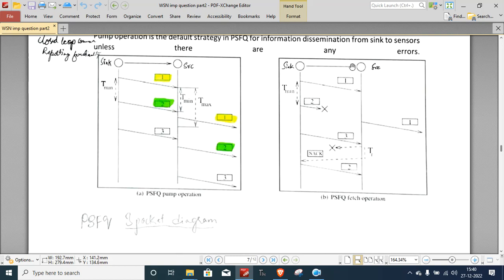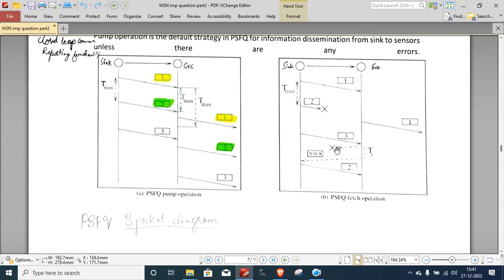Again, let's consider there is communication happening between sink and source, and the sink is transmitting its first packet, and after a t-min time slot it is transmitting its second packet, but due to some noise in the channel this packet is getting lost. After again t-min amount of time the sink transmits its third packet. But the source node, which has not got its second packet, sends a negative acknowledgement back to the sink.